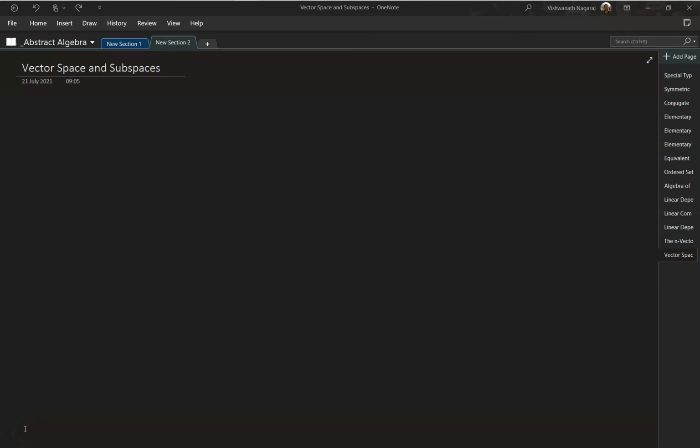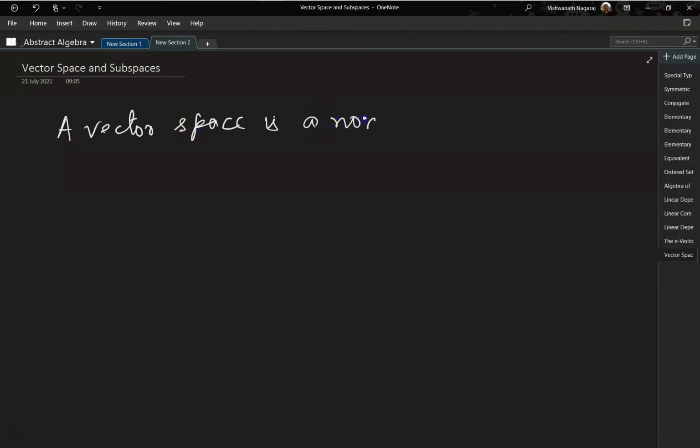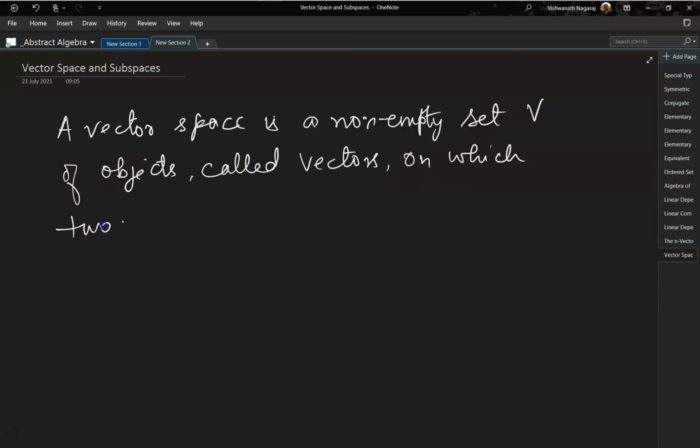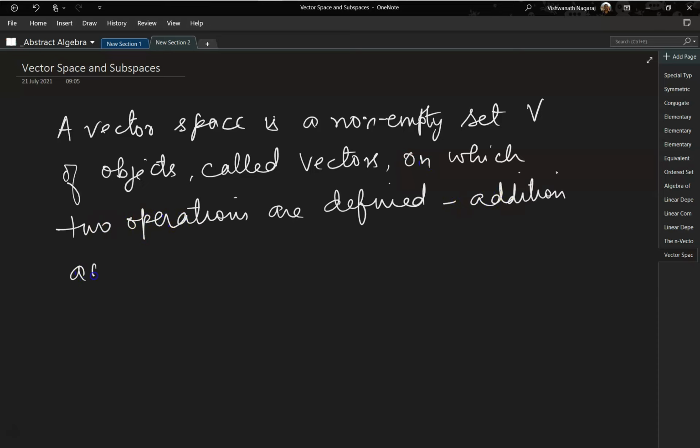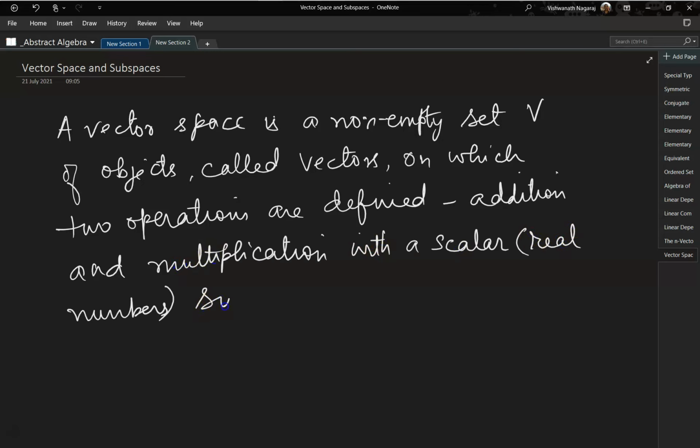Let's briefly look at vector space and subspaces. We have already looked at it in the previous session. Let's expand on that a little bit. A vector space is a non-empty set V of objects called vectors on which two operations are defined, that is addition and multiplication with a scalar, that is real numbers, subject to the following.